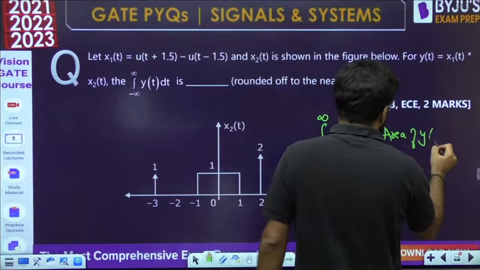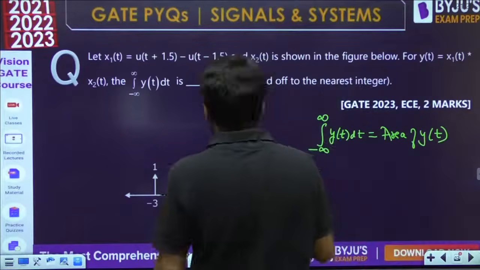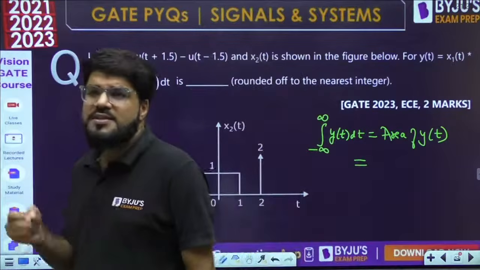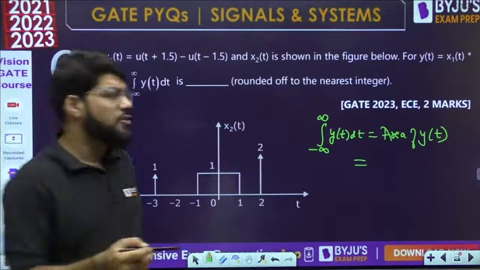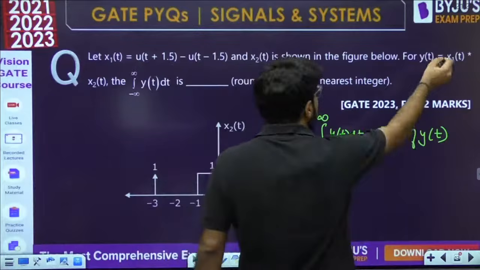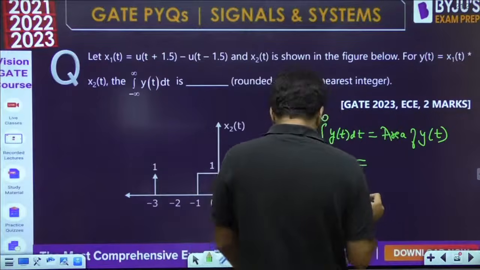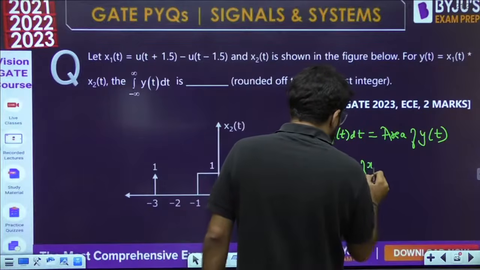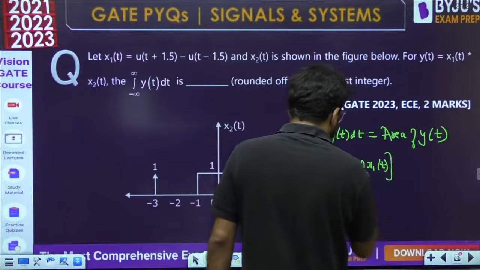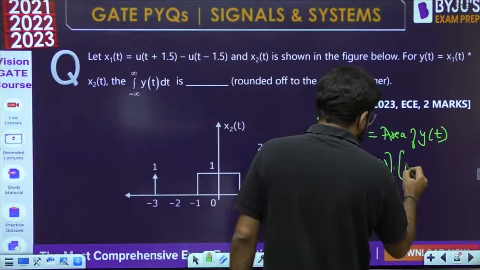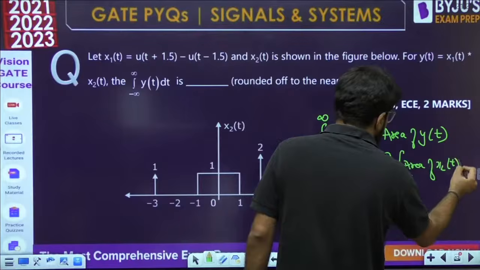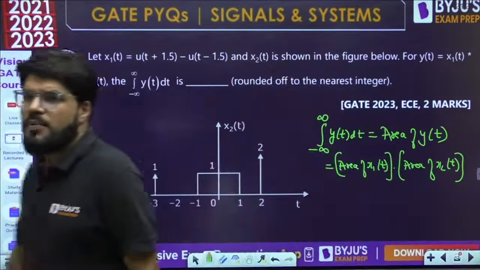It is the area under the curve, the area of y(t), but y(t) is the convolution. So whenever two signals are convolved, what is the resultant area? It is the multiplication of the individual areas. Since y(t) is x1 convolution x2, this should finally be equal to the area of x1(t) multiplied by the area of x2(t). Whenever two signals are convolved, their areas are multiplied.